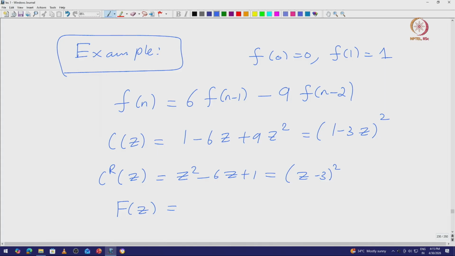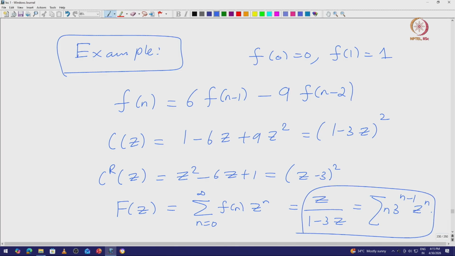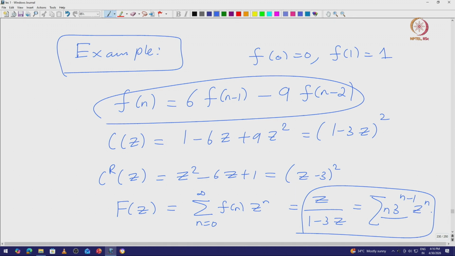f of z is going to be the summation of f of n z power n, which, it is easy to verify, is exactly z divided by 1 minus 3 z whole square, which is exactly the summation over n of n times 3 power n minus 1 z power n. The method is so powerful that we are able to compute this power series very explicitly, and using that we can compute the coefficient f of n which satisfies this recurrence. This demonstrates that this method is really powerful.